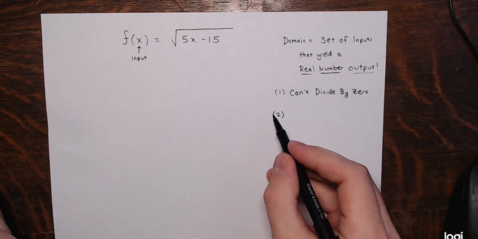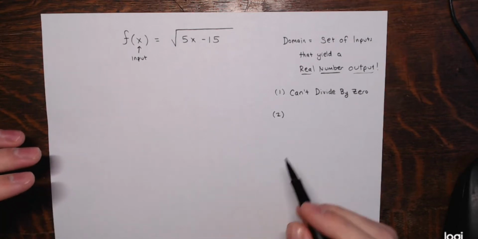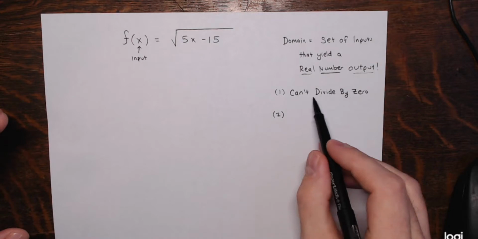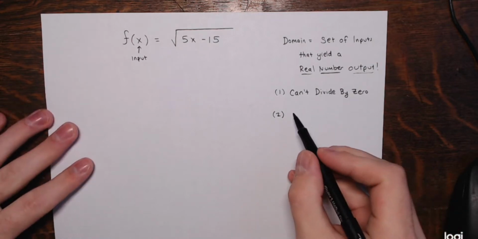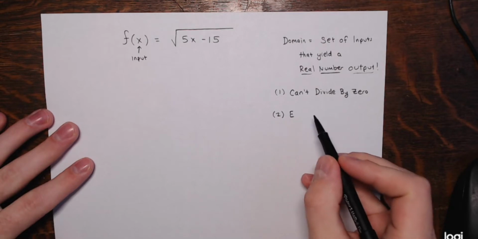And the only other thing you really need to look out for in this section, this will get added on to later when we talk about things called logarithms. But for right now, you just have to worry about these two things. You can't divide by 0. And even roots of negative numbers are not real.